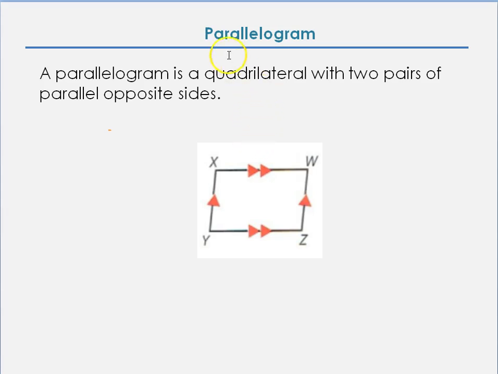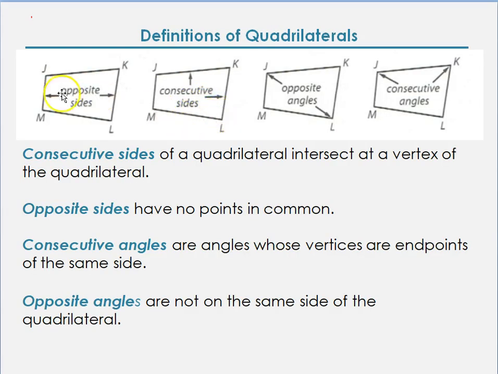So let's begin with our first classification of a quadrilateral, and this is called the parallelogram. A parallelogram is a quadrilateral with 2 pairs of parallel opposite sides. So if you look at the pictures from this previous page, we don't know if these sides are parallel or not. In fact, we can tell that JK and LM appear to not be parallel.